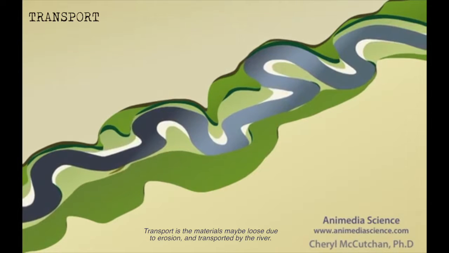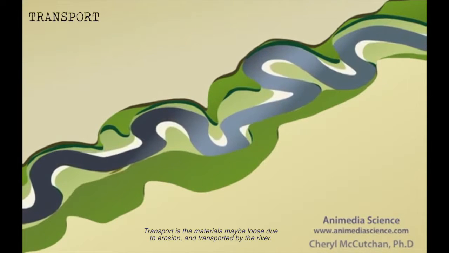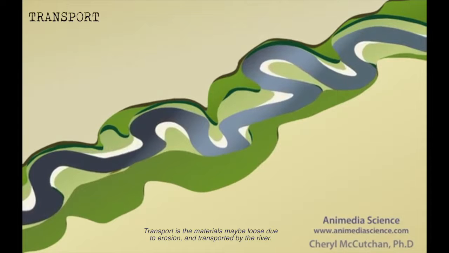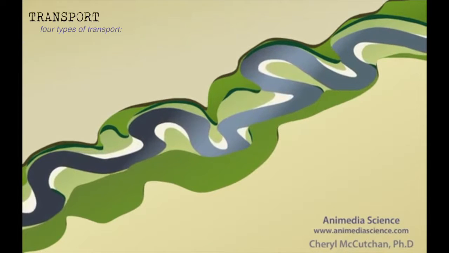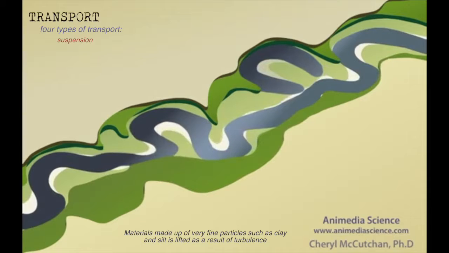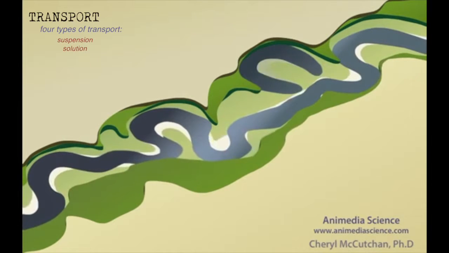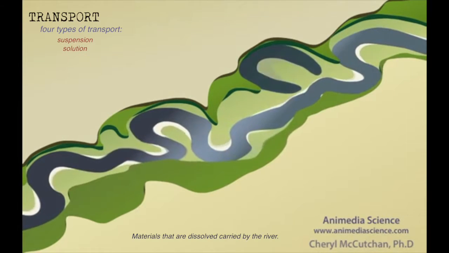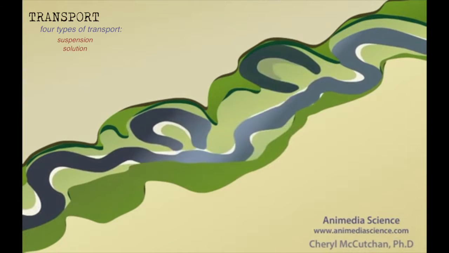Transport is when materials that have become loose due to erosion are carried by the river. There are four types of transport. The first one is suspension: materials made up of fine particles that are lifted as a result of turbulence. Solution: materials that are dissolved and carried by the river.